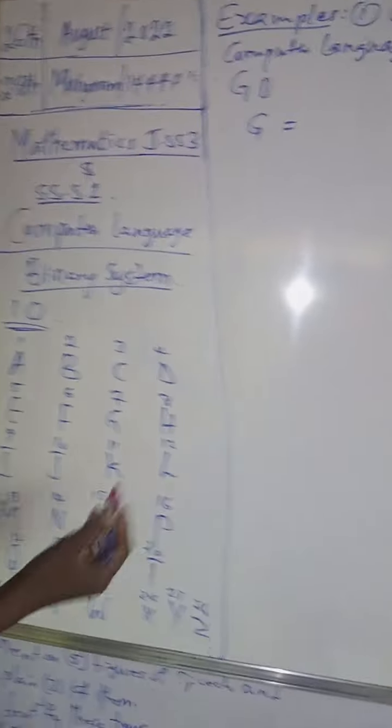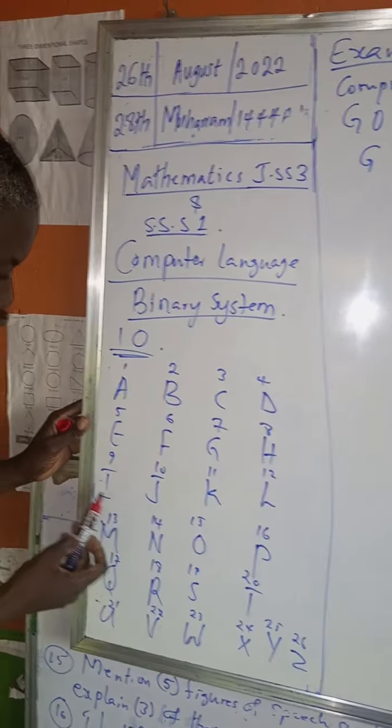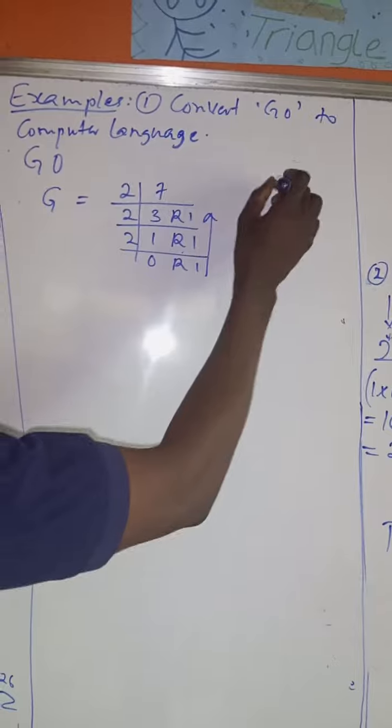Let me look at G here. What is the number of G? G is 7. So I'll convert 7 to binary. 2 into 7 is 3 remainder 1. 2 into 3 is 1 remainder 1. 2 into 1 is 0 remainder 1. So in binary, G is 111.